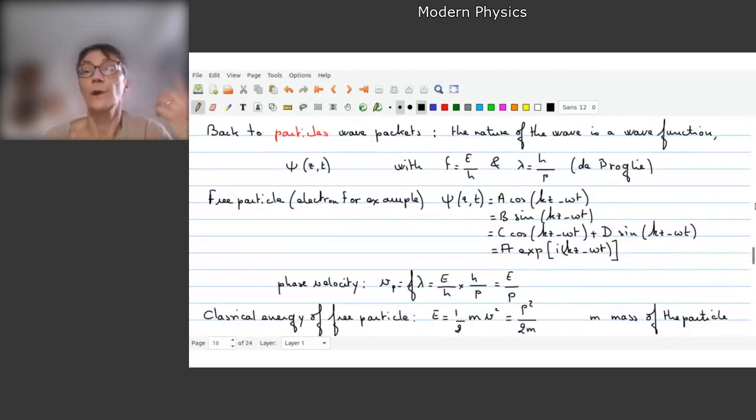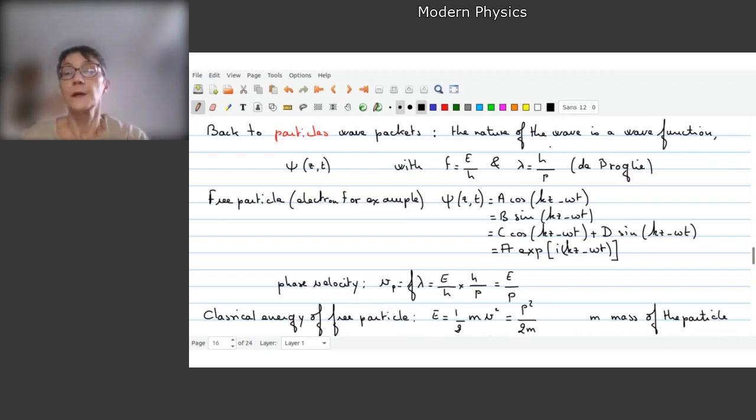What is waving? What is the nature of our wave? It's not an electromagnetic wave, it's not a mechanical wave. This is a wave function, and what we are going to describe here is through a wave function. From now on, next time we will study the Schrödinger equation.